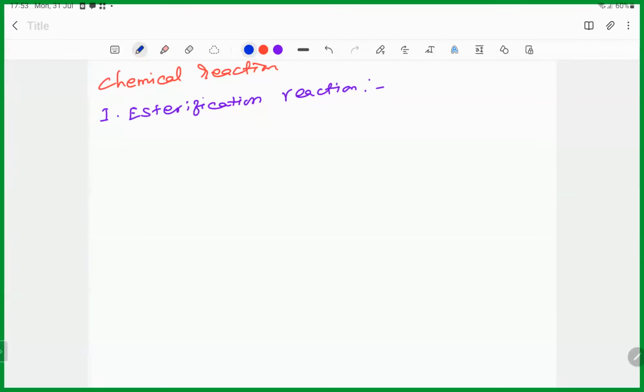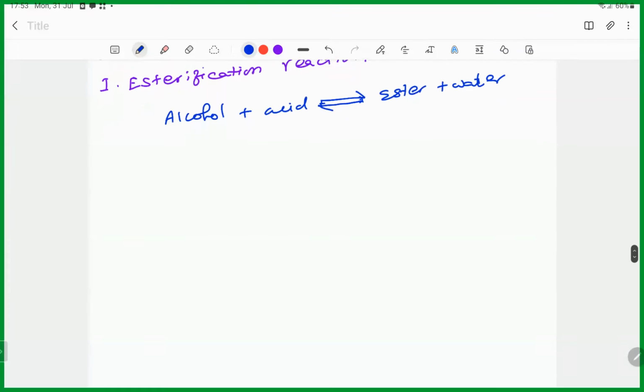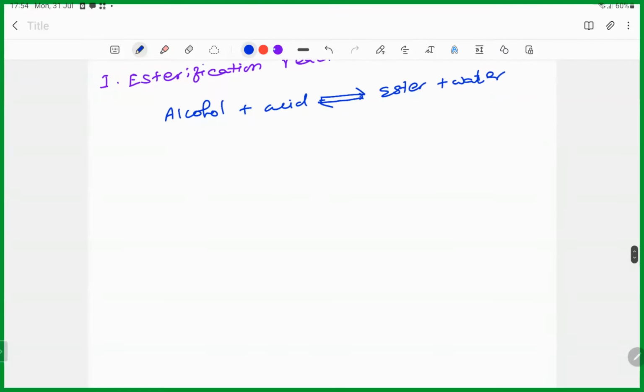Esterification is nothing but an alcohol treated with acid, it will give ester plus water. Please remember, esterification is a reversible one. So the generalized equation: alcohol we are having ROH, and then acid.